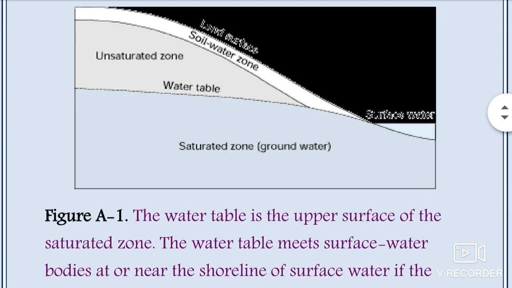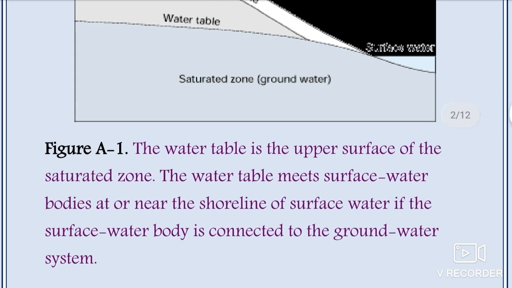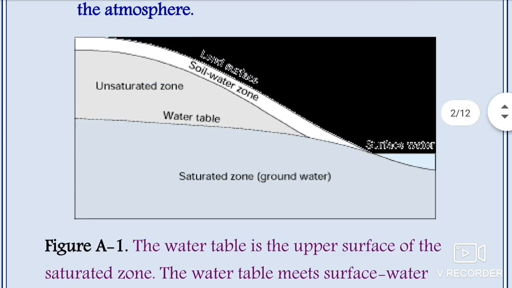So this is a diagrammatic description. Water table is the upper surface of the saturated zone. We have already talked about it. The water table meets surface water bodies at or near the shoreline of the surface water, if the surface water body is connected to the groundwater system.